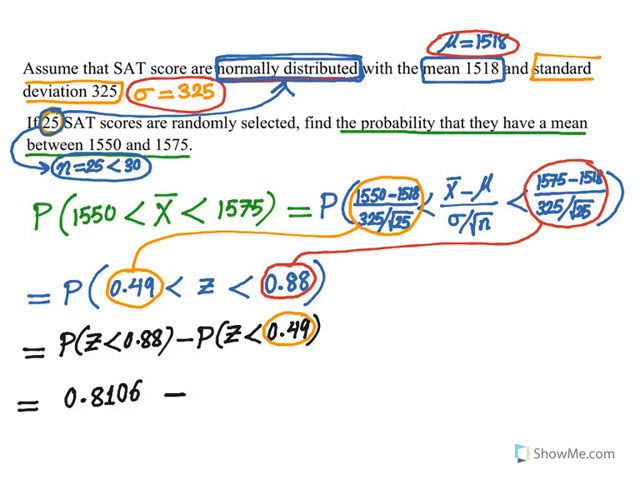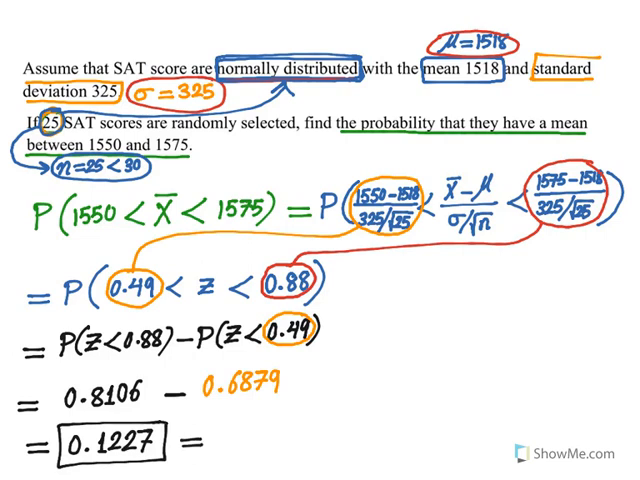So I will subtract 0.6879 from this 0.8106, and if you do this subtraction, you will get 0.1227, and this would be our final answer. And you can write it, of course, as a percentage, 12.27%. And this would answer the question, and I will stop here.